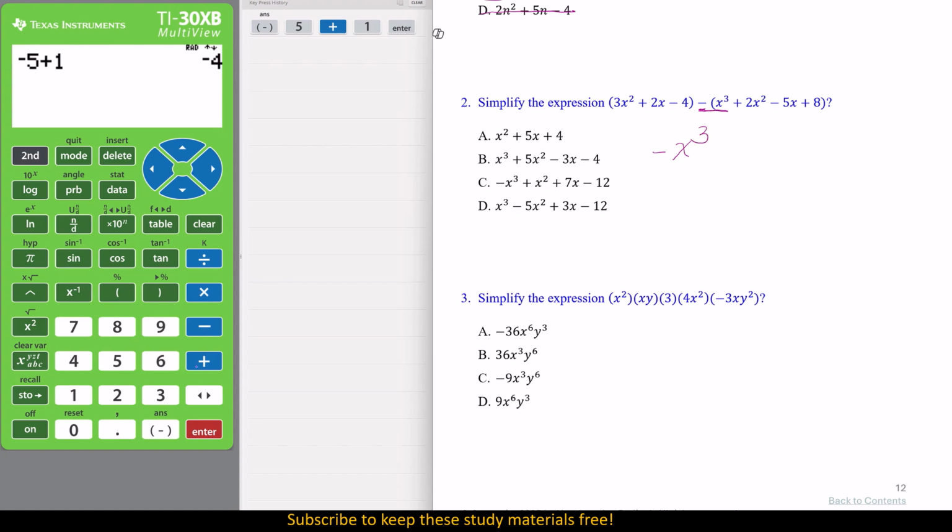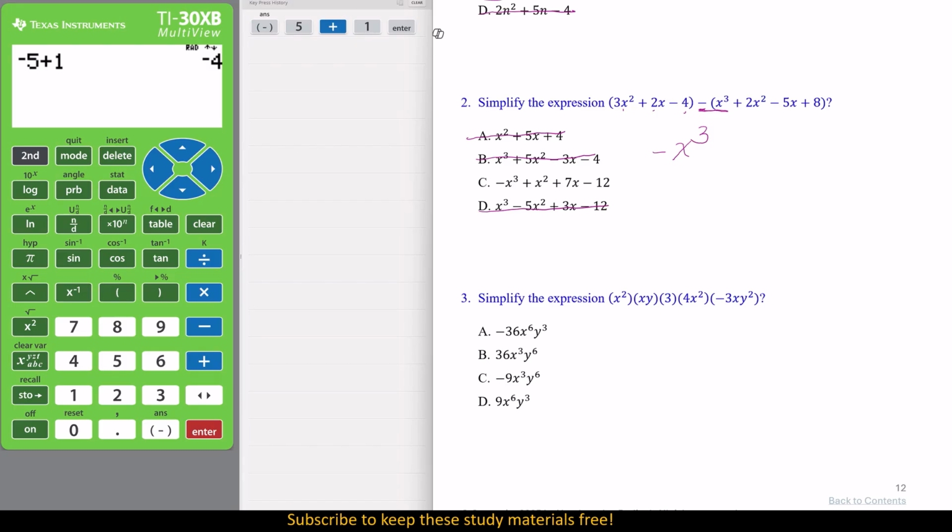I went ahead and wrote that down because if you look over here, in the first set of parentheses, there is no x to the third power. That being said, I need a negative x to the third. Well, I only have one of those as an option, which is C.